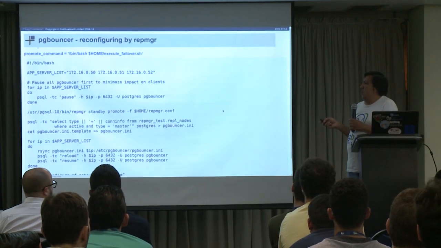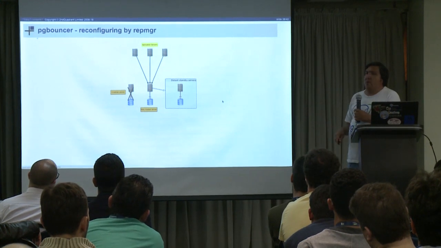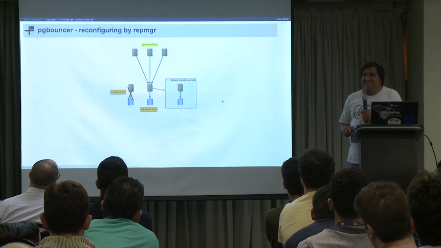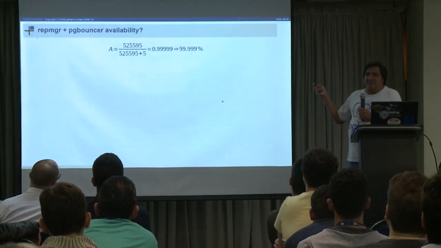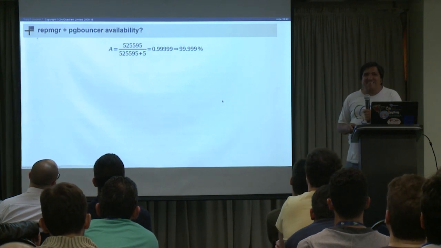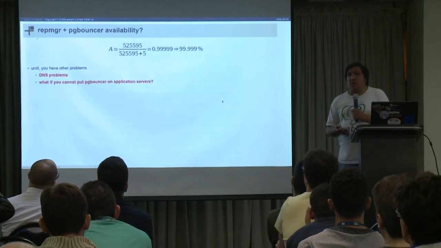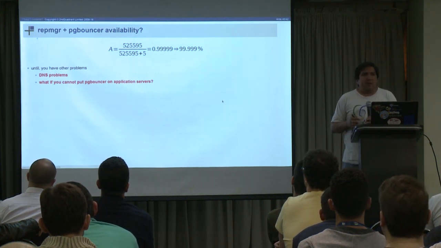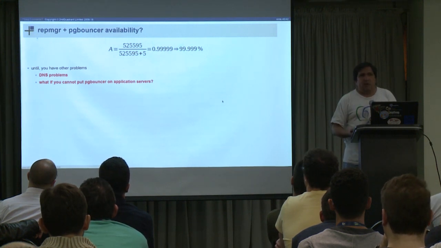Okay. So with that, now we have reconfigured application servers. Good. And that gives us that little number. But there are problems. DNS problems, for example. What happens if you have everything in one data center? But if you have two data centers, there are other problems you have to consider now.